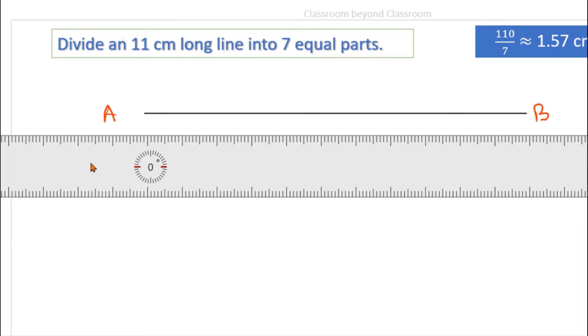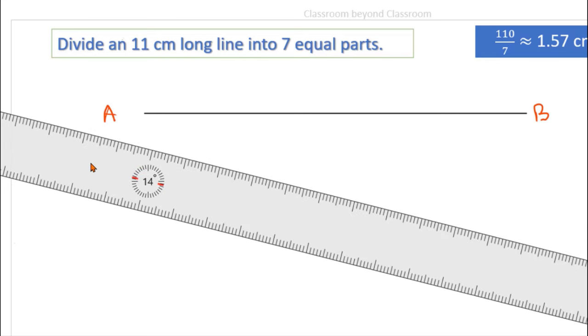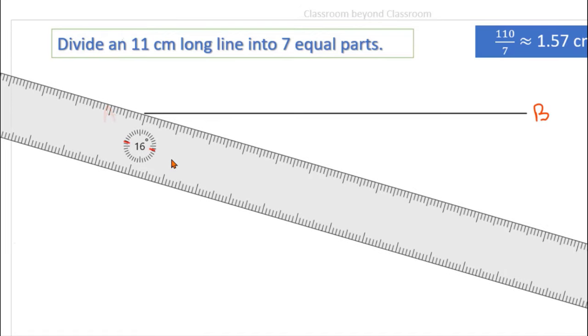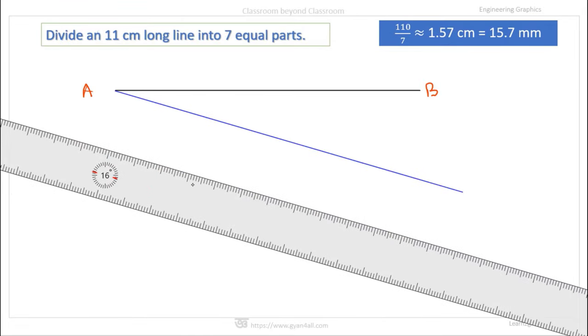First, you have to draw the line AB with the help of a T-square or mini drafter. Then the next step, we have to draw an inclined line. This is a line inclined to the line AB, and for this the angle of inclination, theta, should be less than 90 degrees. That means it is better if the angle is an acute angle.